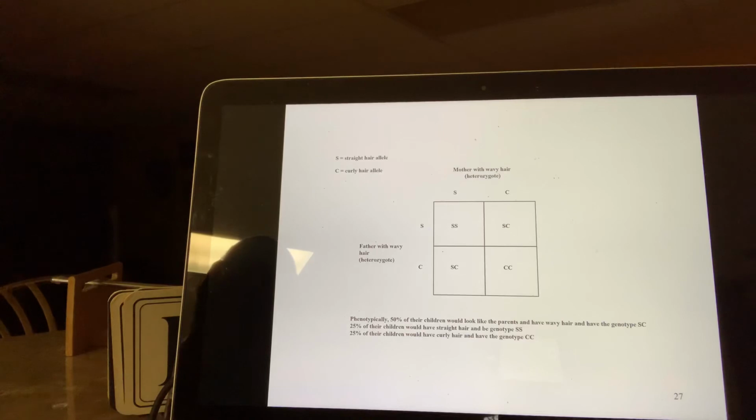This is another example. Again, you do not have this on your slides. You might want to write this down because this is an example of a Punnett square having to do with incomplete dominance. And here's an example of a woman, a mother has wavy hair, so she has to be a heterozygote. She has to have a straight allele, which is big S, and a curly allele, which is big C. She has to have those two. There's not a big one and a little one because this is an incomplete dominance situation.